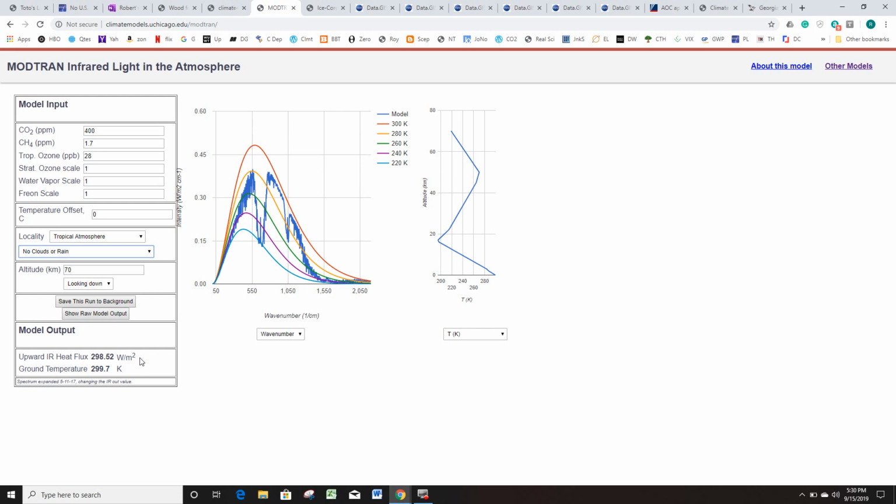But you're telling me that's not how you want to use this thing. That's not how we want to use this, because what we're concerned about is warming the surface, right? And so what we're concerned about is looking up to see what's coming back to the Earth. So we're going to go ahead and change that to looking up from looking down.